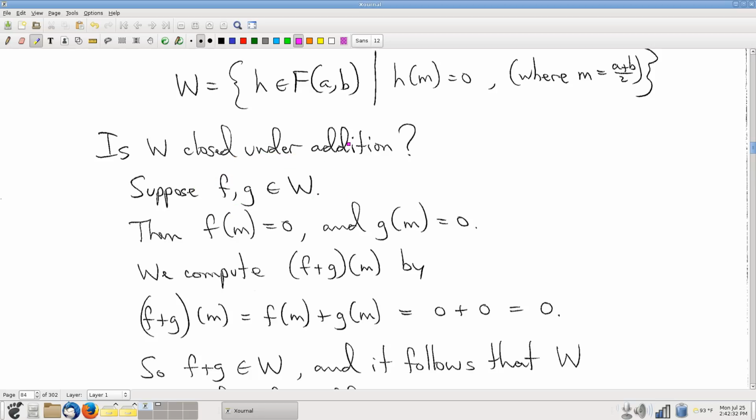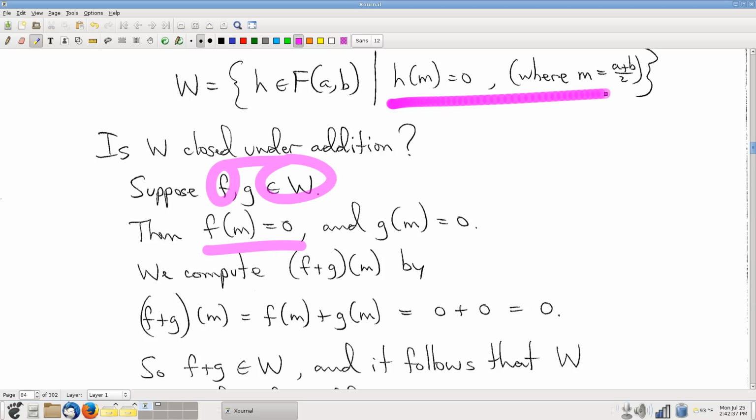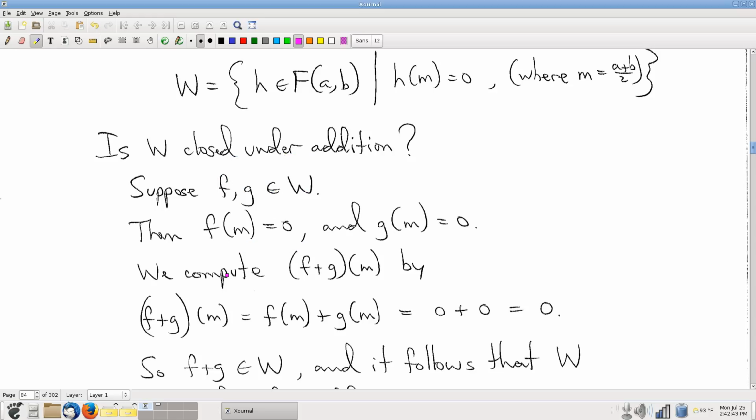Well, if F is in W, what it means for F to be in W is that F of M is equal to 0. Look at our rule. That's what it means for a vector to be in W. Likewise, what it means for G to be in W is that G at the midpoint is equal to 0. So we're given F of M is equal to 0 and G of M is equal to 0. We're taking that as given. Our question is about F plus G. Does F plus G have this same property? So, in other words, does F plus G have the feature that when I plug in M, I get 0?